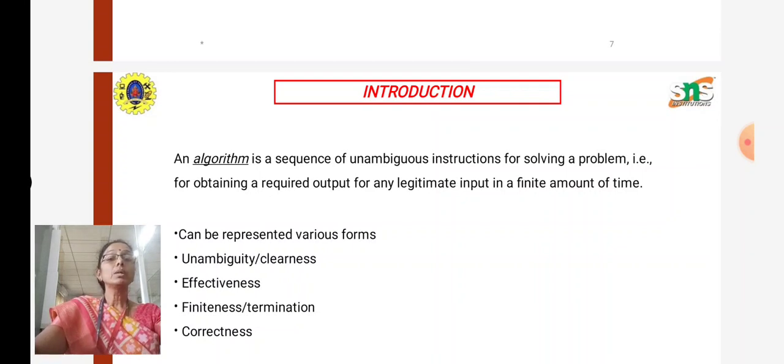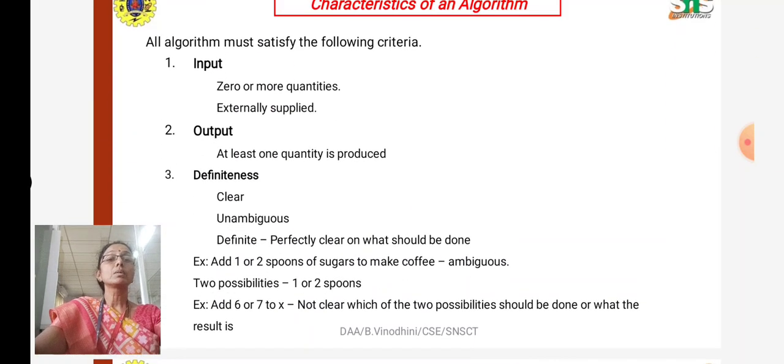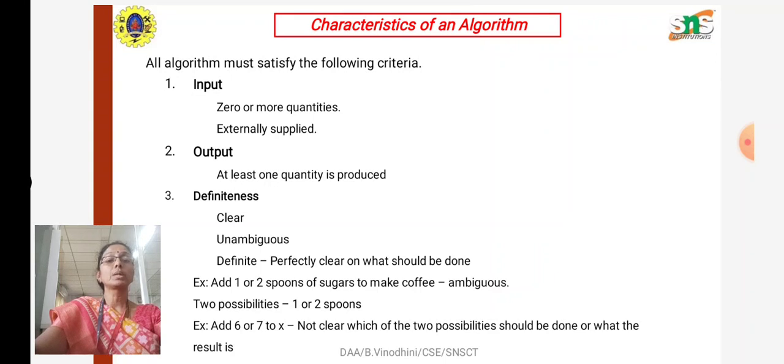For every algorithm we have a set of instructions, and there are certain characteristics of an algorithm. We have 5 characteristics of an algorithm: input, output, definiteness, finiteness, and efficiency. For every algorithm, these five criteria should be satisfied. So what is the input? It should be zero or more quantities of inputs.